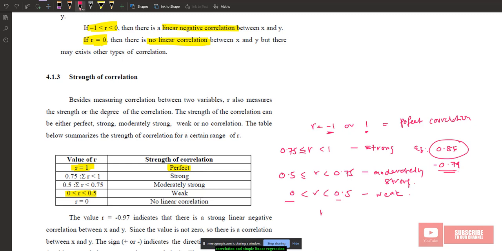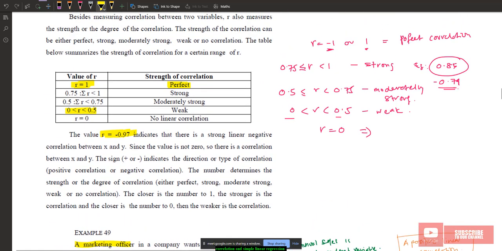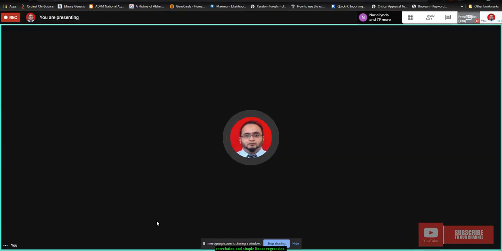When R is exactly equal to 0, there is no linear correlation at all, right? So now look at this example. When you have R equal to -0.97, it means that the two variables have a strong linear negative correlation between X and Y, right? Okay, do you understand my explanation? This is very important. If you don't understand this, then the interpretation is going to be very wrong. Can you comment?